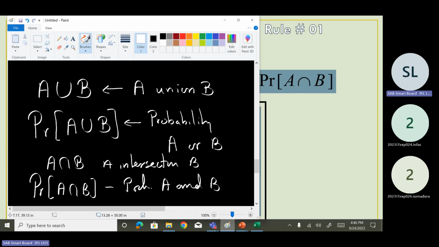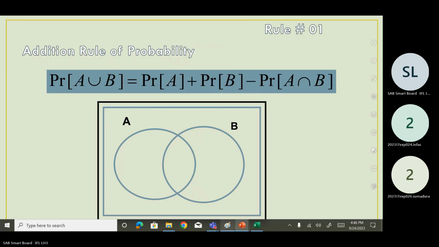Okay, so now, keeping these things in mind, we move to the formula. So what is this? This is the addition rule of probability. On the left side we have A union B, but it appears inside the probability formula, so probability of A or B.